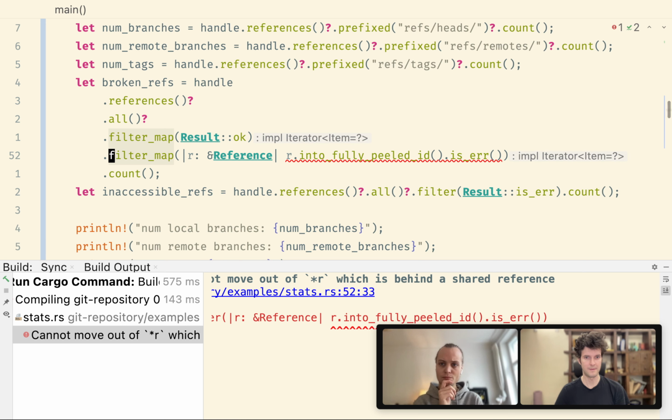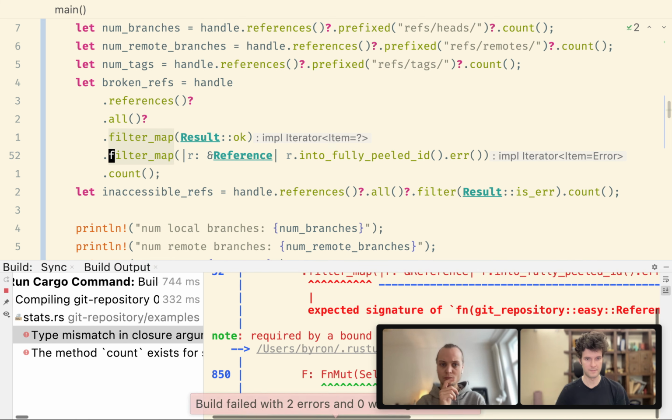So filter map we can do, and all we have to do is get the error, and then we have an option with an error inside, and then we count that. And it doesn't really matter that this is more like true. It's easy and it doesn't matter. The optimizer will optimize this. Oh, come on. Oh yeah, right.